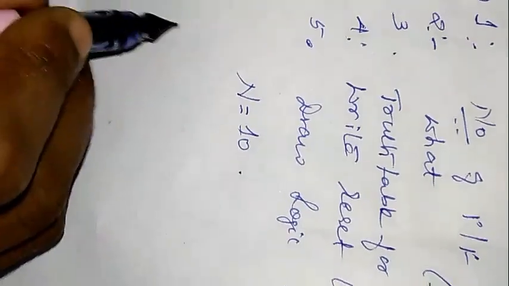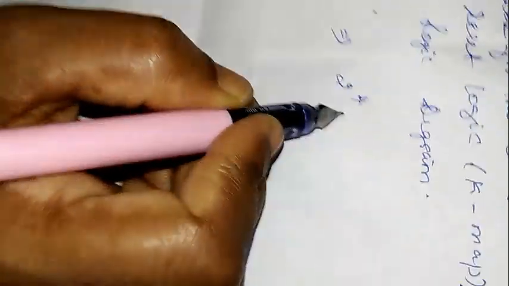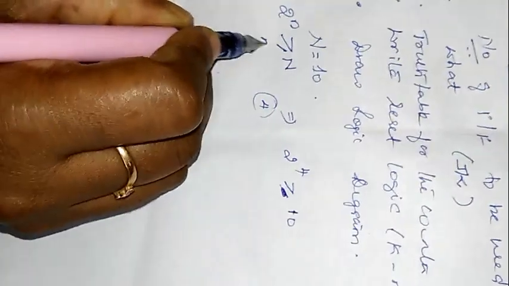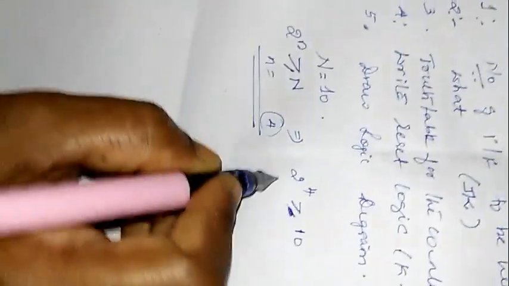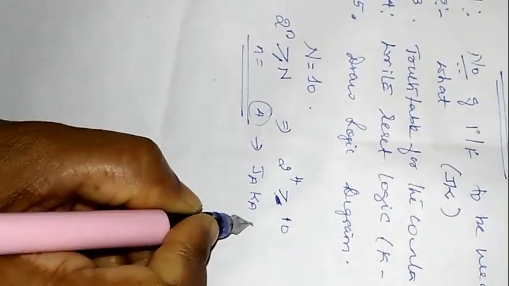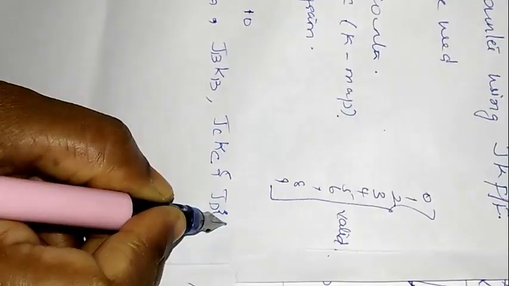To decide the number of flip-flops, 2 raised to the power of n must be greater than or equal to the total number of states. 2 to the power of 4 is greater than 10, so 4 will be the number of flip-flops to be used. Since they mentioned JK flip-flop here, the sequence will be JA KA, JB KB, JC KC and JD KD. Now let us design.